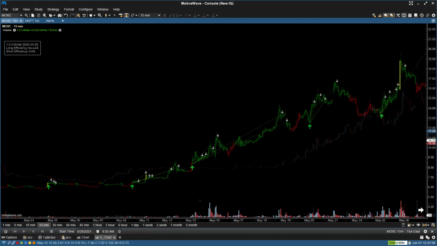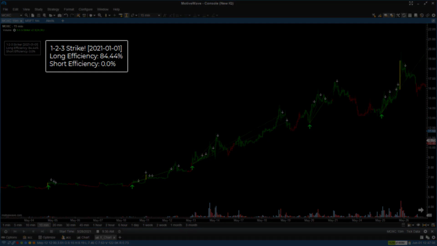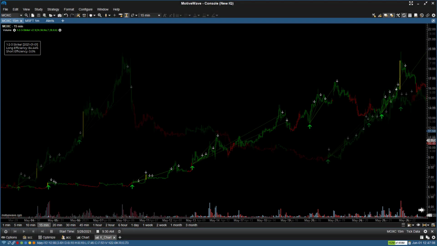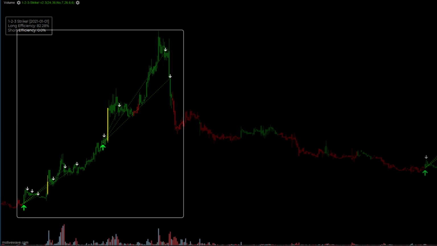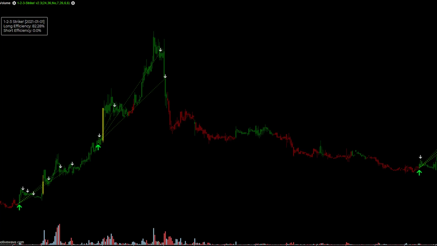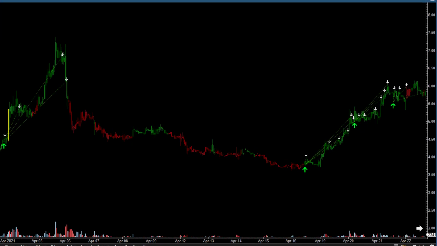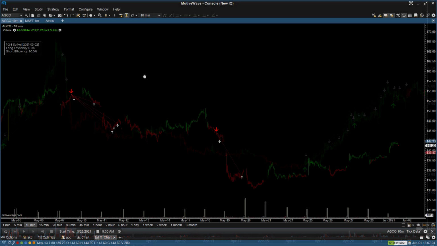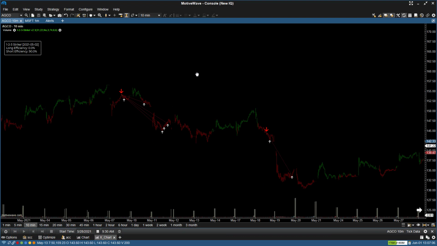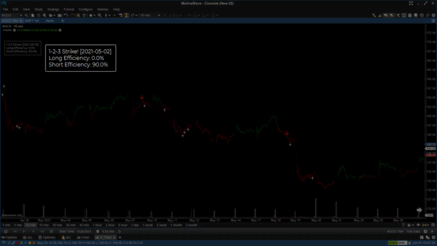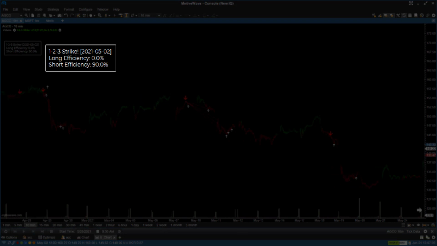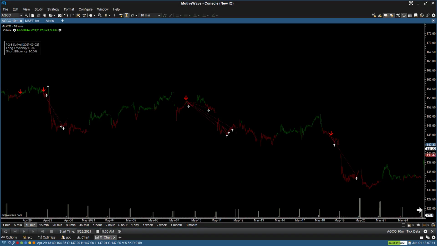On the intraday minute and hourly time frames, we can achieve pretty amazing results with over 80% efficiency. We're getting consistently great entries and scaled exits that are letting us ride the trend fairly conservatively, protecting ourselves against losses, and taking our profits with an extremely high success rate. Likewise, in a symbol that's in a clear downtrend like AGCO over the past month, we can bias 1-2-3 Strike to the short side, adjust the parameters, and get similarly great results in the opposite direction.